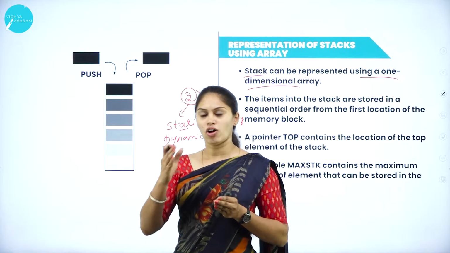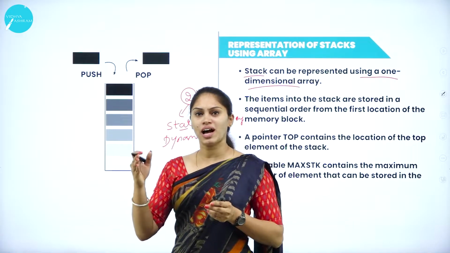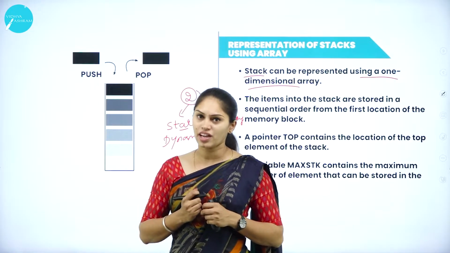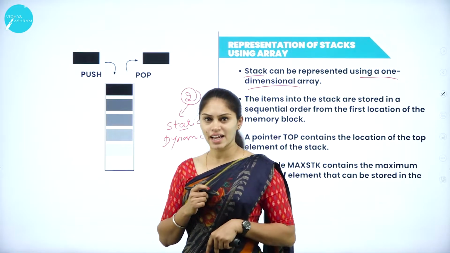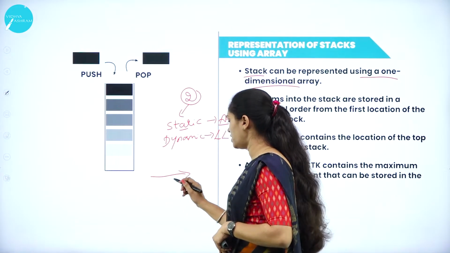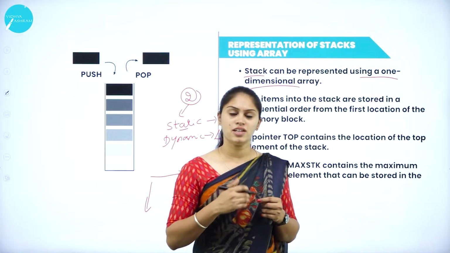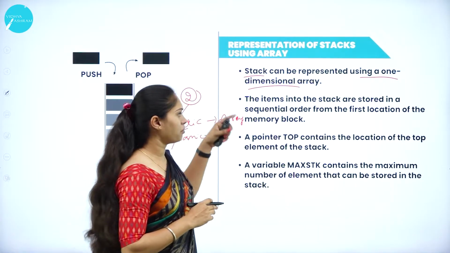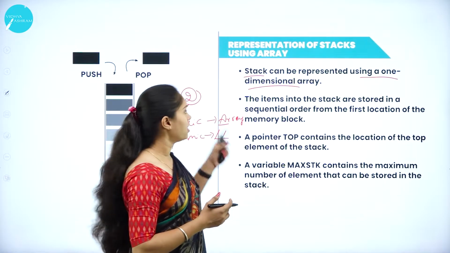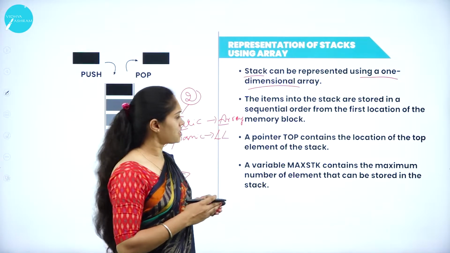One element after another element. It is going to have a continuous memory allocation. And a one-dimensional array can be represented either row-wise or column-wise. So that is vectors, and it can be used to represent the stack in the computer's memory.